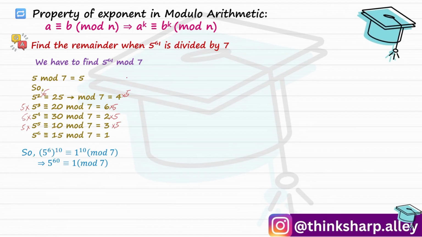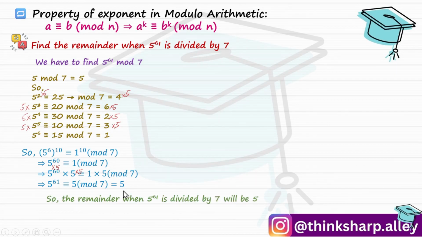Now what? We need 5 to the power 61, which means I need to multiply both sides by 5. So we will get 5 to the power 60 multiplied by 5 on both sides, and we get 5 to the power 61 is congruent to 5 mod 7, which is equal to 5. That means the remainder when 5 to the power 61 is divided by 7 will be 5.